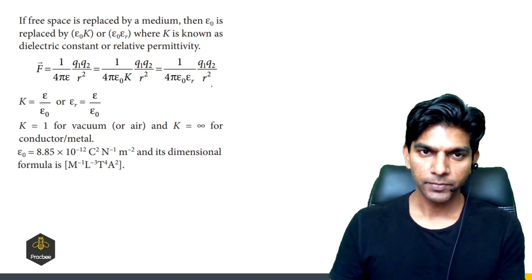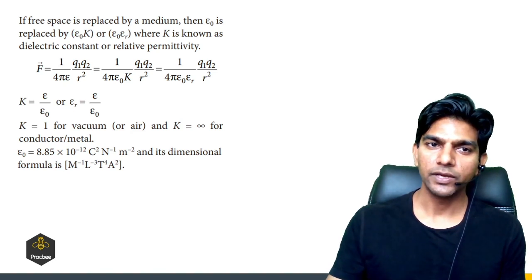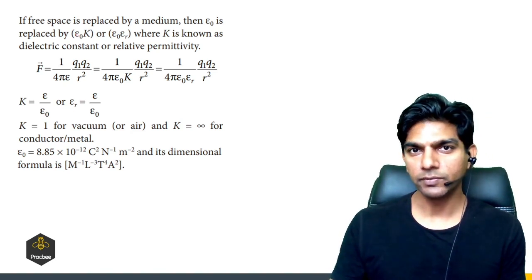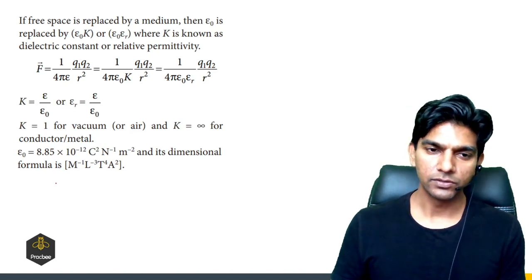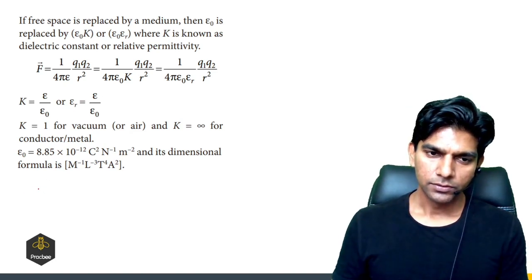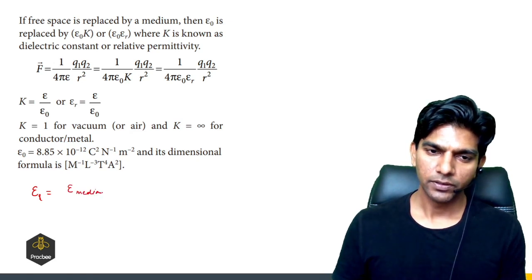So do remember this. Now if we change the medium, so instead of free space, if we have some other medium, here we define a term known as the dielectric constant of that medium, or relative permittivity. Now what is dielectric constant? So I can say relative permittivity or dielectric constant will be the permittivity of the medium divided by the permittivity of free space.